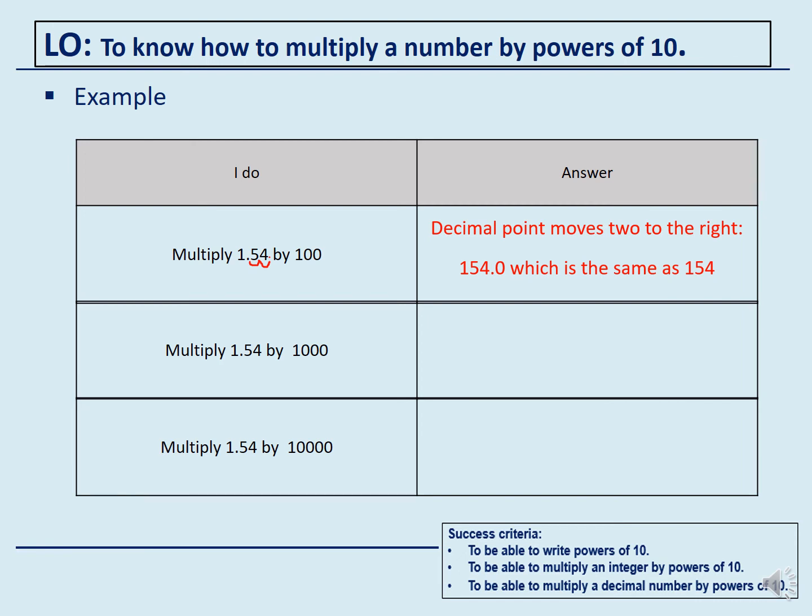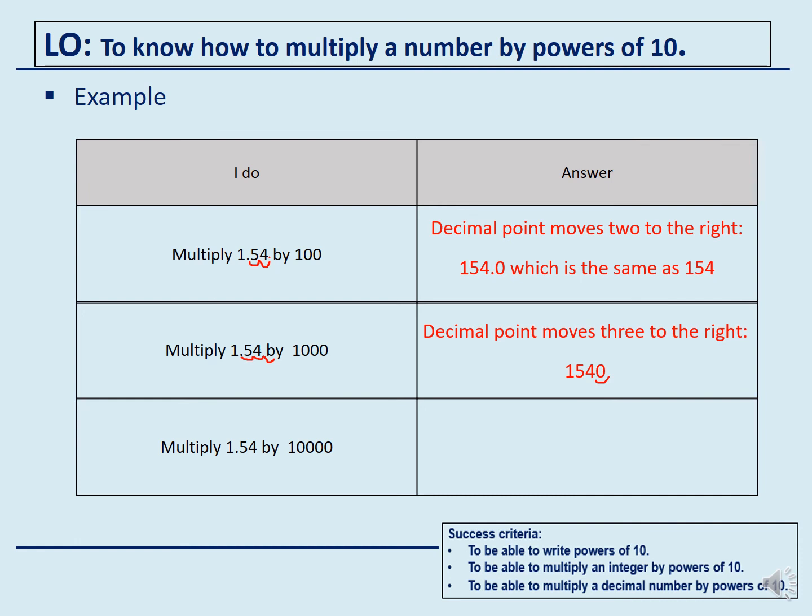So if I times it by 1000 now, the decimal point moves 3 to the right. Let's see what's going to happen if I move the decimal point 3 to the right. This is 1. This is 2. I need 3, so I need one more digit. So that's why I will add 0 there.